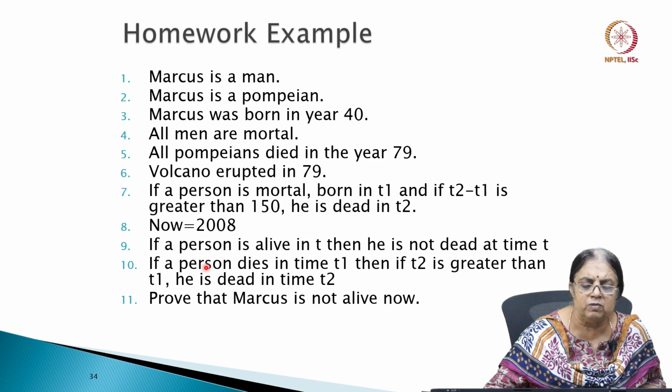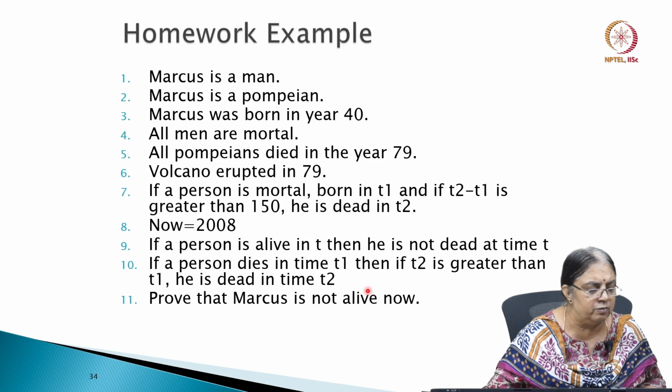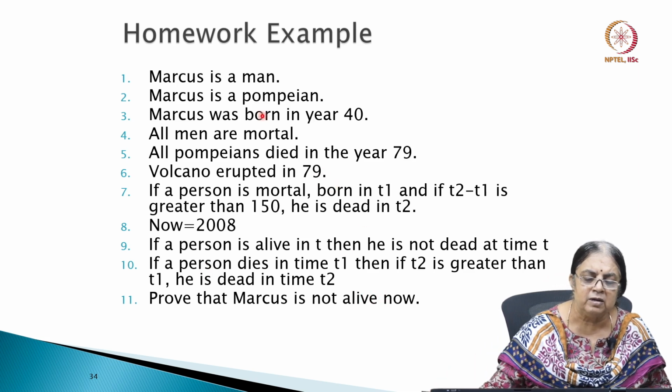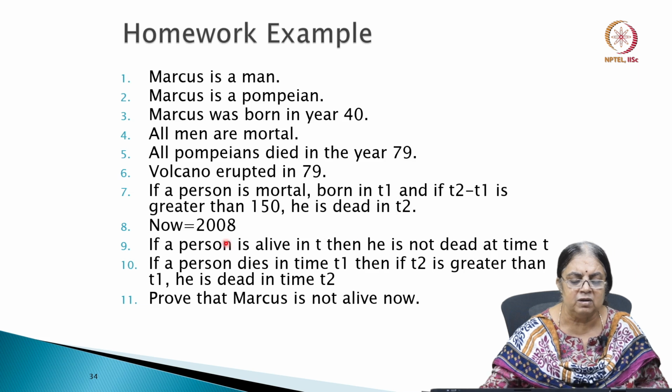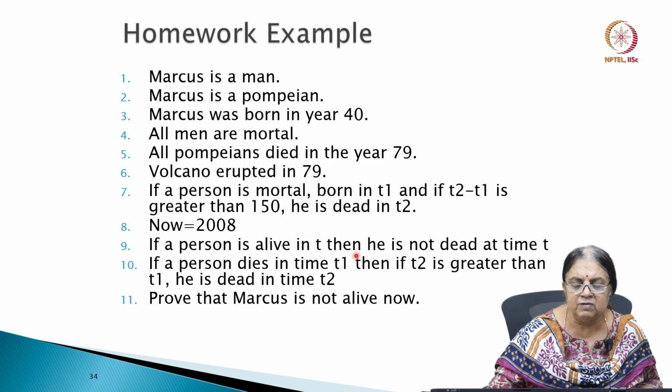Here is one example which is more like a homework problem. Marcus is a man, Marcus is a Pompeian, Marcus was born in year 40, all men are mortal, all Pompeians died in the year 79. Volcano erupted in 79. If a person is mortal, born in T1, and if T2 minus T1 is greater than 150, then he is dead in T2. Now it's 2025, you want to change this. If a person is alive in T, then he is not dead at time T, etc.